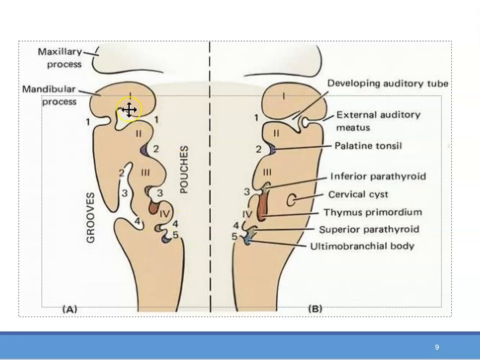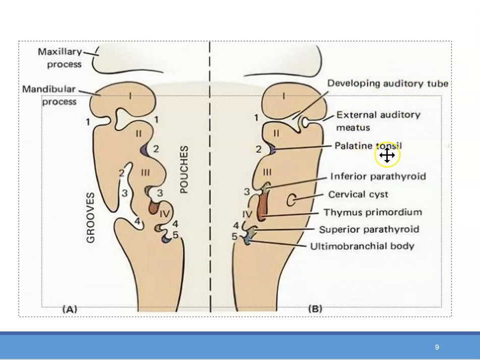And again, from all of these arches and pouches and grooves, things happen, things get developed. So more importantly, what we're going to look at is that when we look at these pouches, for example, pouch 1, which is right here, it actually becomes something. It becomes something like it says here, auditory tube. So it becomes a tube in the ear.